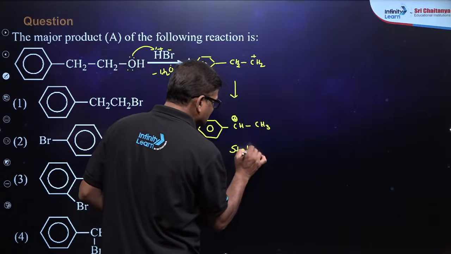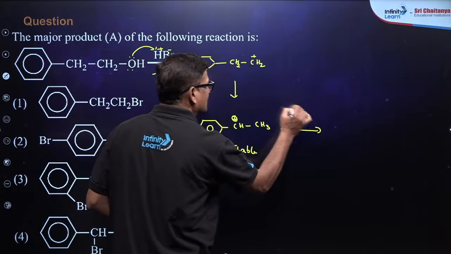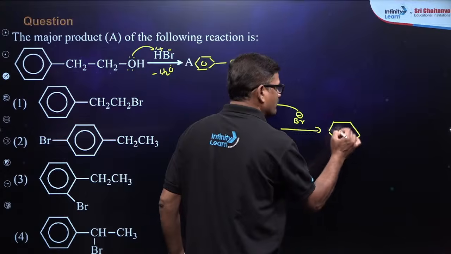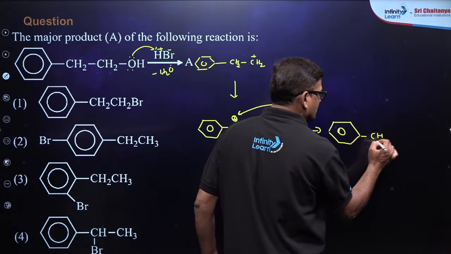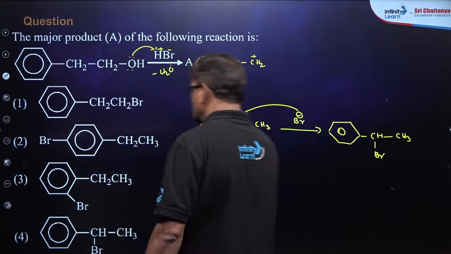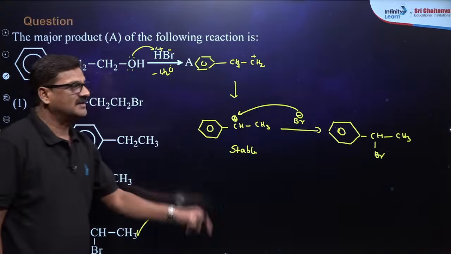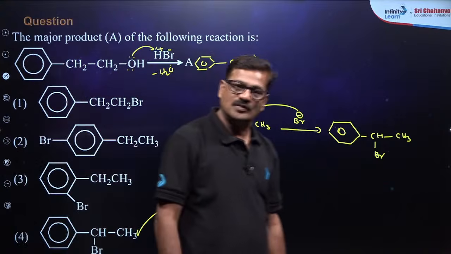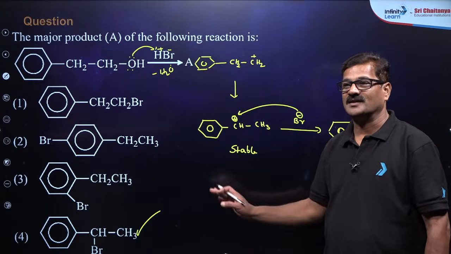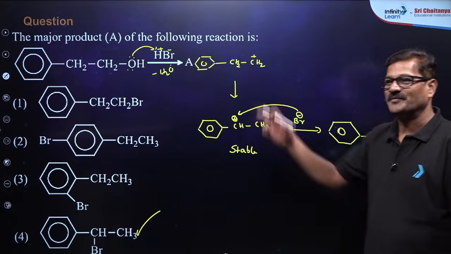This stable carbocation is going to react with Br minus. So you will have CH, Br and CH3. Check which product it is. I could say this is electrophilic, so it is a nucleophilic substitution reaction. The carbocation is reacted. Bhuvanesh, it is going to be the fourth option.